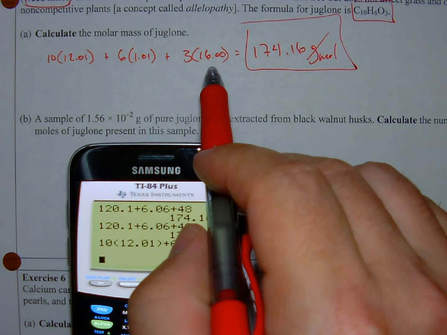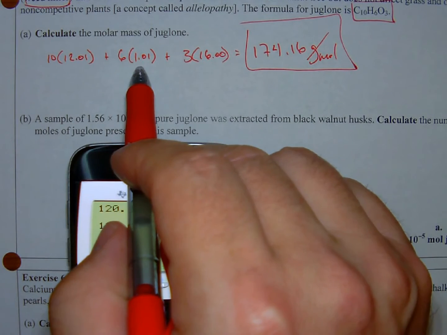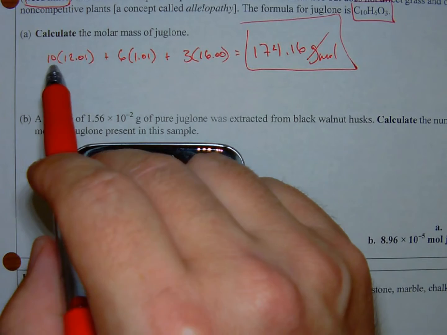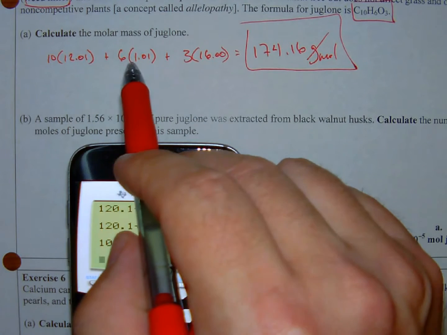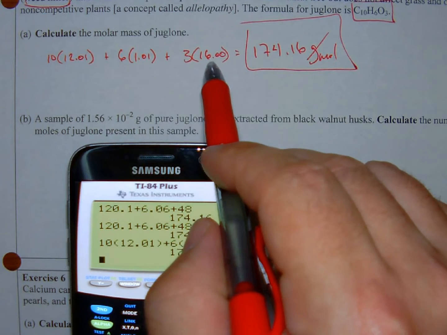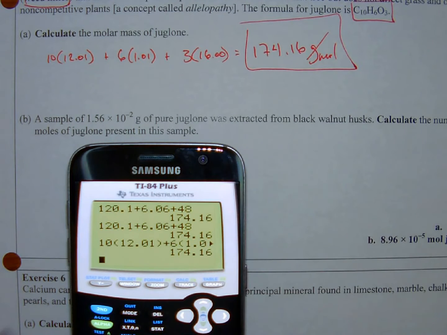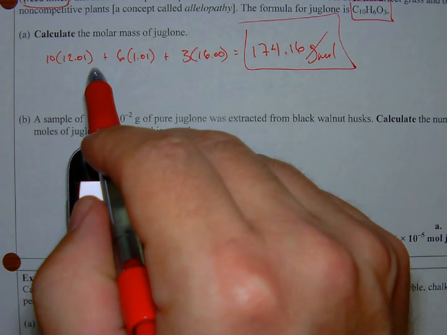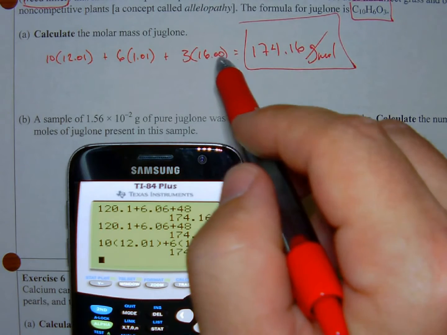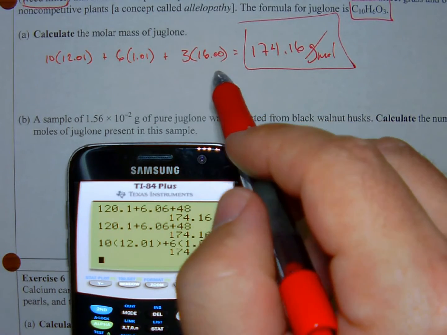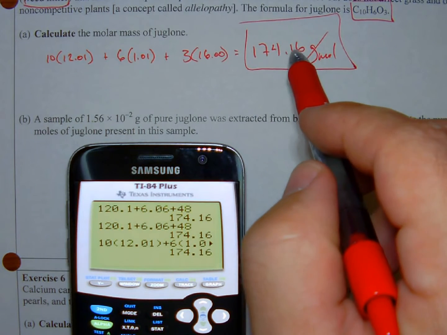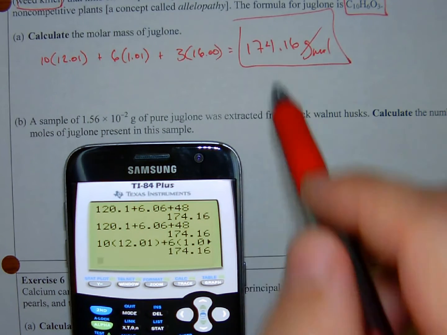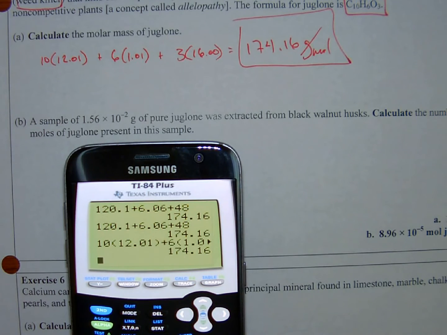Multiplication occurs first. Multiplication happens first. Okay, so I do the 10 times 12. I do the 6 times the 1. I do the 3 times the 16 first. Then I add them all together. Well, when I'm in that situation, I'm going to have 3 numbers, each with 2 places past the decimal that I'm adding together. And if you remember, when you add those types of numbers, you need to include 2 places past the decimal. So I'm going to record my answer with 2 decimal places right there.